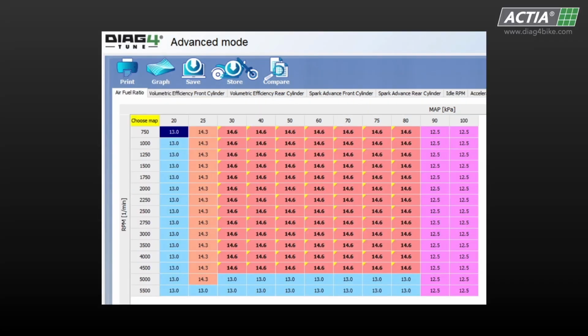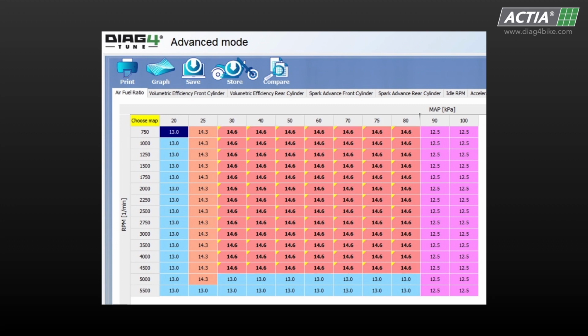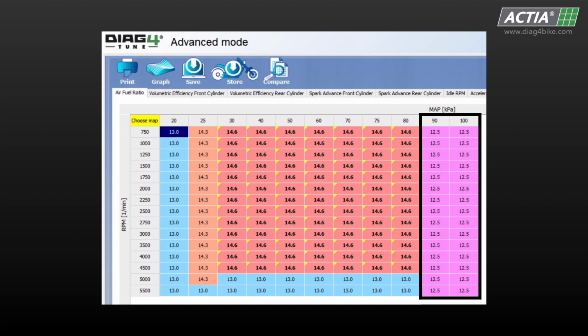So far, we have described the area of the AFR map where the air-fuel ratio is set to 14.6. The 90 to 100 map area, in other words, the area where the throttle valve is very open, is set to AFR value 12.5. In this mode, the engine is set to run at maximum performance and usually does so only for a limited time. The mixture is thus set to a very rich ratio so that the excess fuel can be used to cool down the combustion chamber and valves.